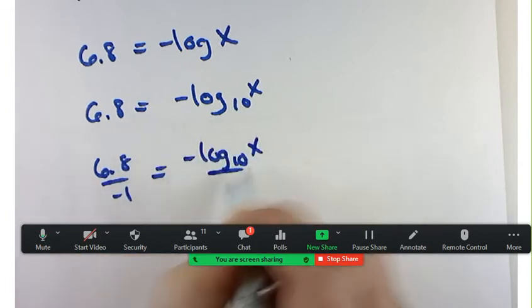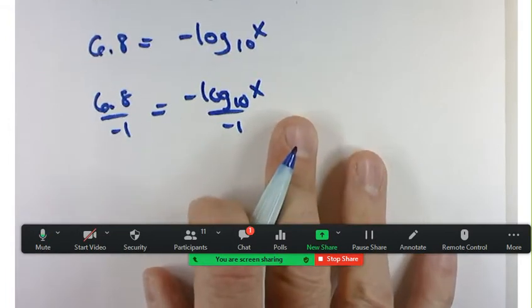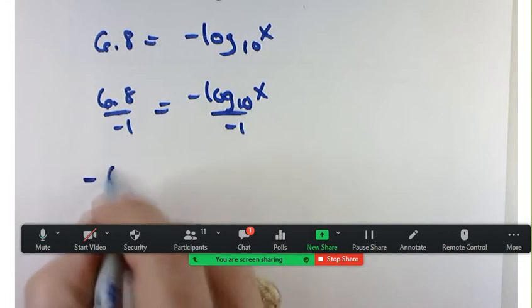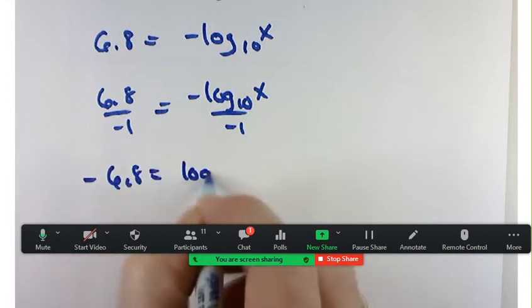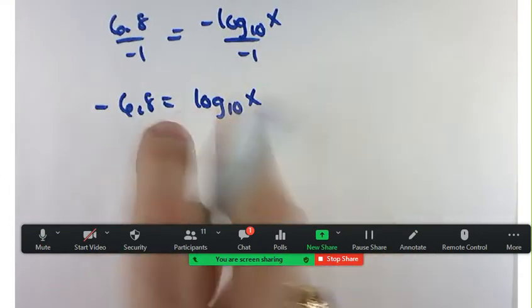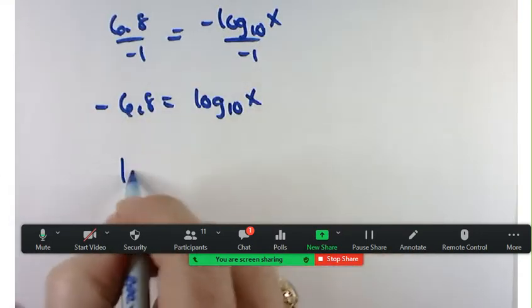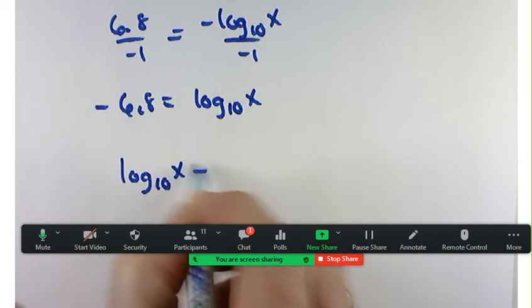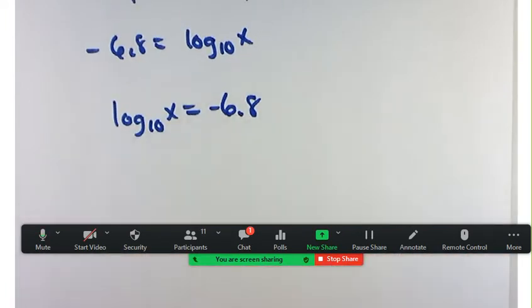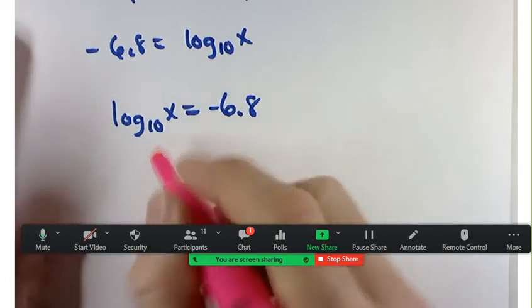And look, you don't have to show as many steps as I am. I'm just trying to make sure that you can follow this. So I get -6.8 equals log base 10 of x. And let me just switch sides of the equation because it's the way we usually write it. Log base 10 of x equals -6.8. The bottom line is that this is a logarithmic equation. So let's solve it.